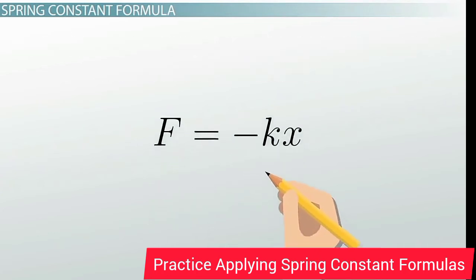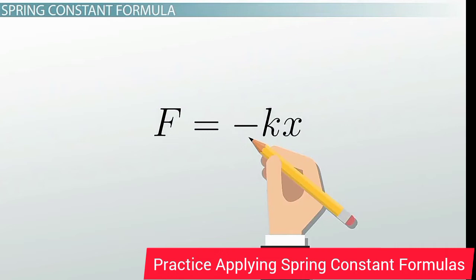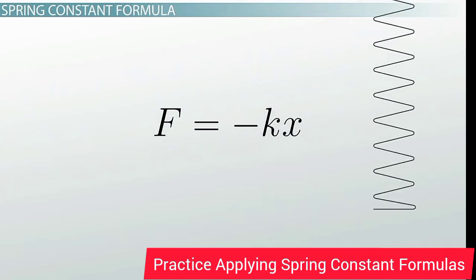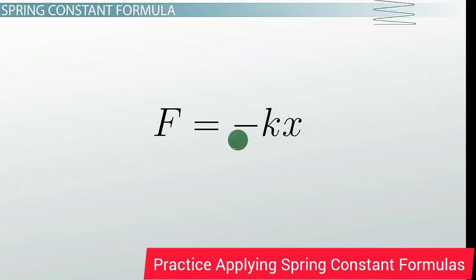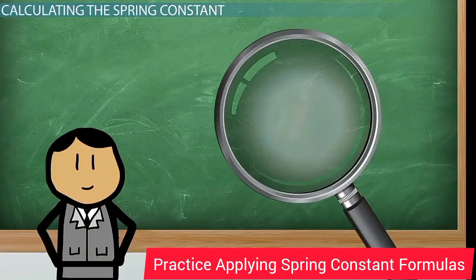The negative sign means that the spring moves in the opposite direction of the force. If you pull a spring down, it moves in the opposite direction when you release it. Identify the question, the information you're given, and the equations you need to use.